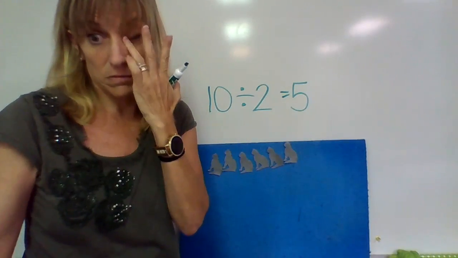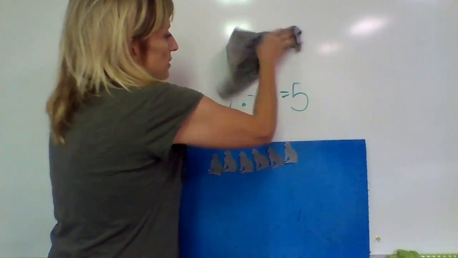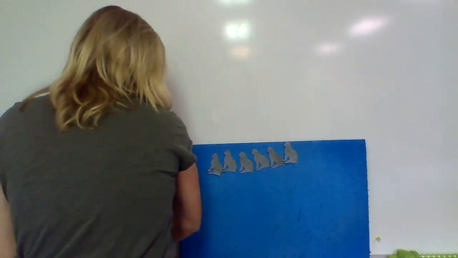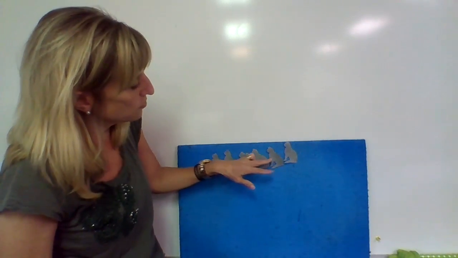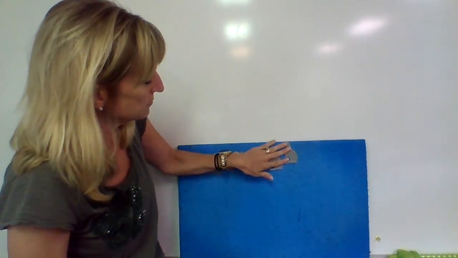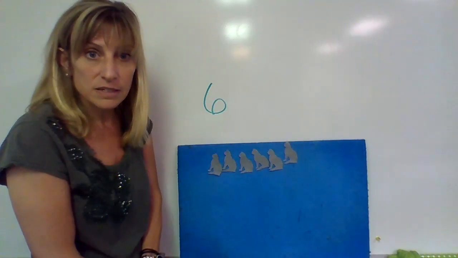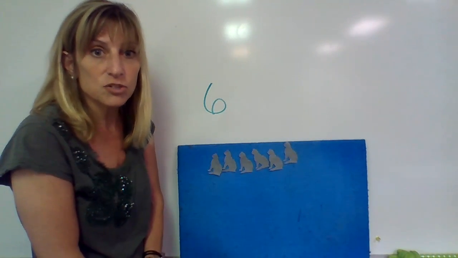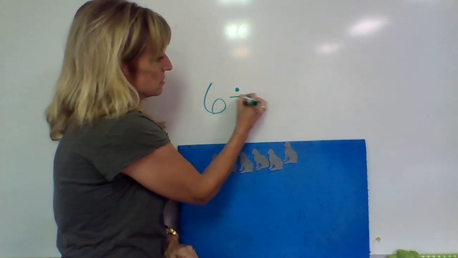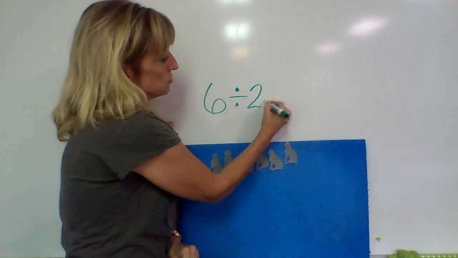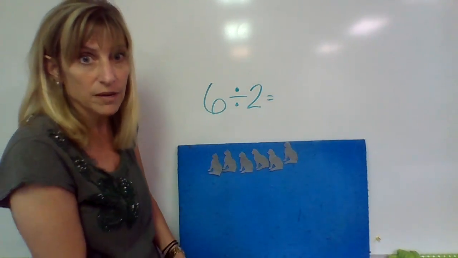Let's do those cats. And I'm going to erase this because we're going to do a new math sentence, okay? 1, 2, 3, 4, 5, 6. Okay. So I have 6 cats, and again, I want to put them into groups of 2. Okay, so that means dividing by 2.